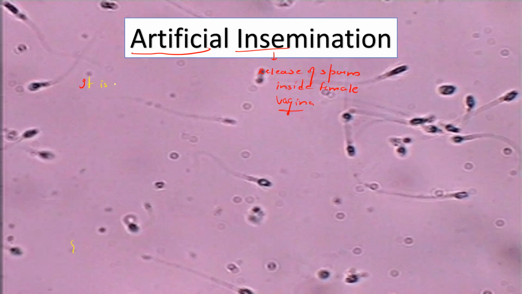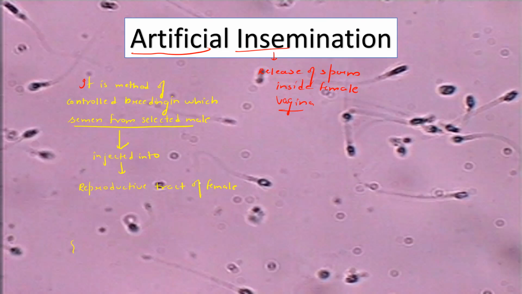Okay. It is a method of controlled breeding in which semen from a selected male is injected into the reproductive tract of the female.